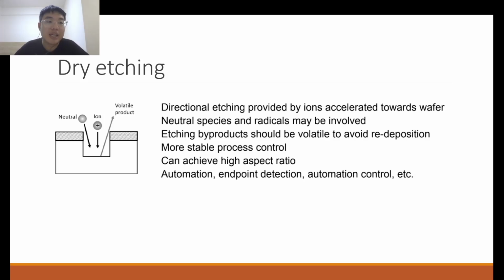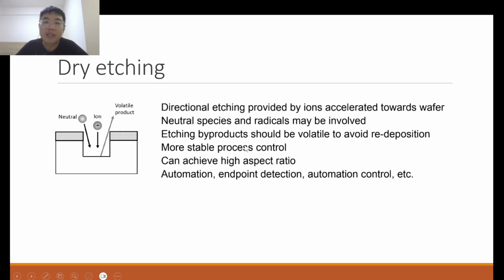So they should be in the gaseous state under the process conditions, so that they will not fall back on the wafer. So imagine if your byproduct was solid. You remove the material, but the material that you remove is in a solid form. It can splatter onto other parts of your wafer, it can fall back into the trench that you're trying to etch, and things like that.